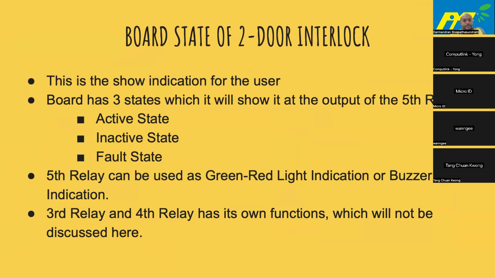The IO board has an additional feature where our fifth relay will be used as the indicator relay. It's able to indicate whether the door can be used or cannot be used, so it will indicate whether the light is green or red. At the same time, it will also indicate another condition called the fault state condition, which is not supposed to happen, but just in case, we have an indication for that purpose as well.